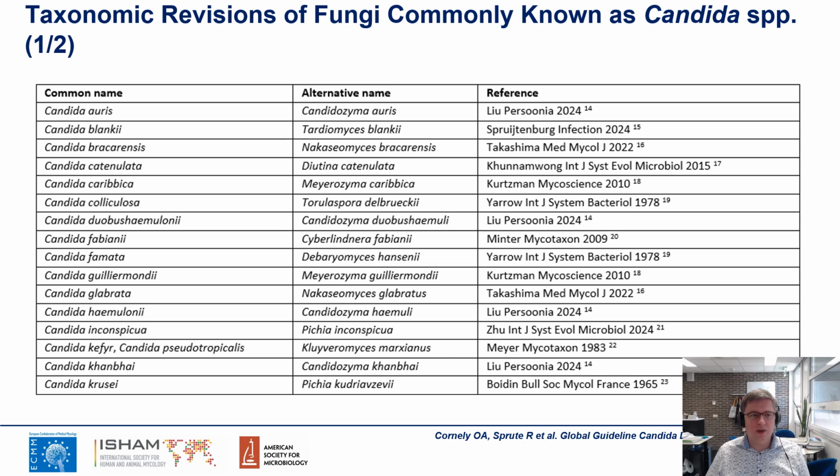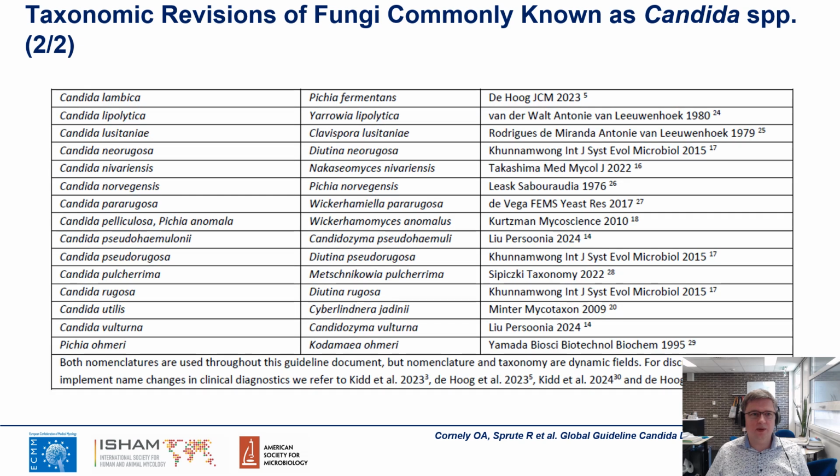In this new guideline document, there's a table with approximately 30 Candida species that have been recently renamed. Among them are very well-known species like Candida auris that has been renamed Candidozyma auris, and Candida glabrata renamed to Nakaseomyces glabrata, but also the well-known Candida lusitaniae that was some time ago renamed to Clavispora lusitaniae.